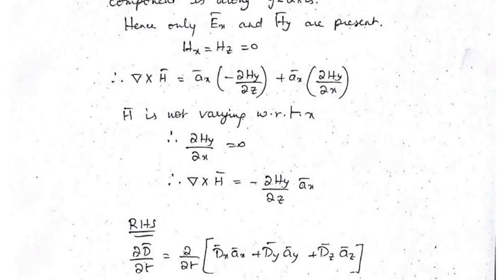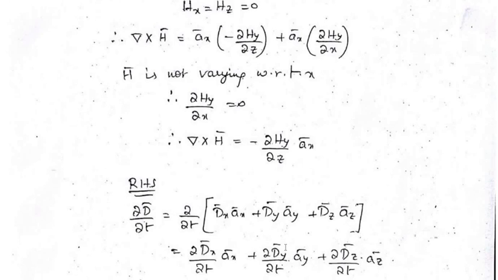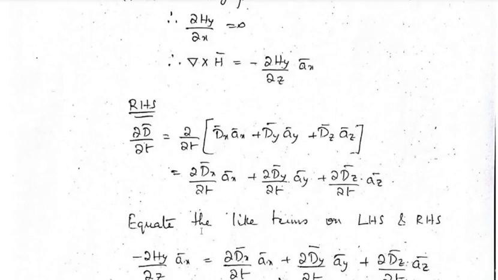Now similarly we need to expand it on the right side also. We have dou D by dou T on the right side. So we can write this as dou by dou T and expand the D term in terms of the Cartesian coordinate system. We have three components: Dx, Dy and Dz along with the unit vectors Ax, Ay and Az. Open these brackets and write them separately. We get dou Dx by dou T into Ax plus the other two terms.